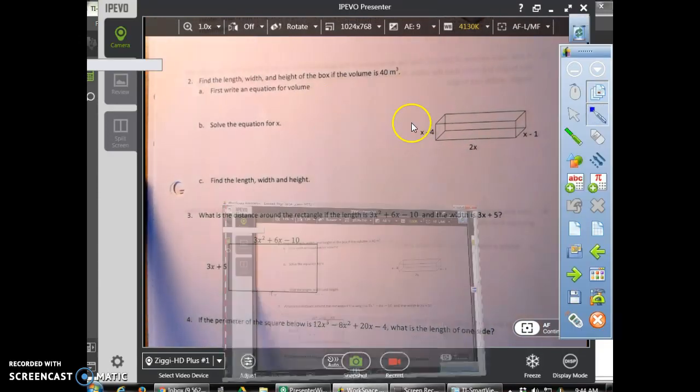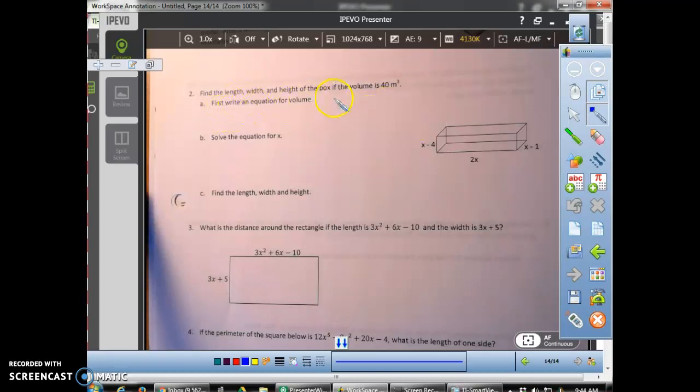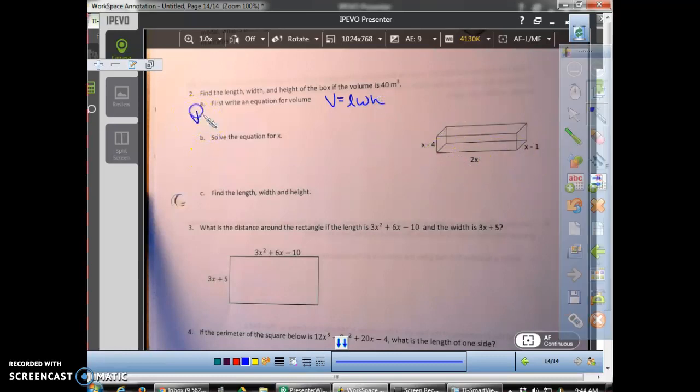Basically, on number 2, you want to write out your equation for volume. Volume is length times width times height, and we have our 3 dimensions here. So it's just going to be volume is equal to 2x, then x minus 4, and then x minus 1. The order doesn't matter. Remember that multiplication is commutative. I like to put my monomial out front. Now, I'm going to set this equal to 40. So I'm going to start by saying 40 is equal to 2x times x minus 4, times x minus 1.